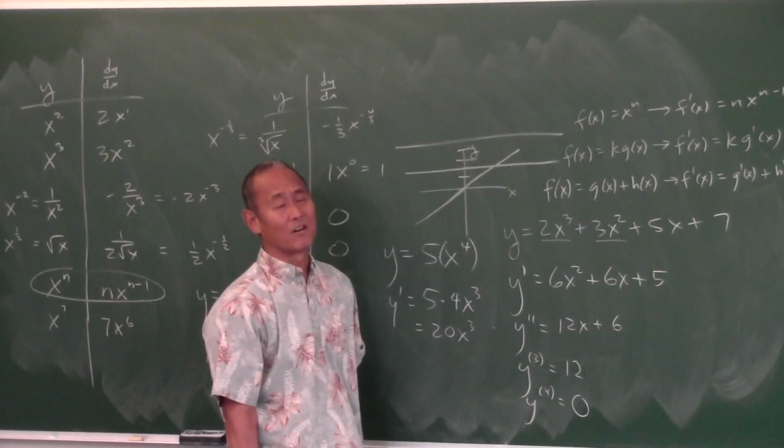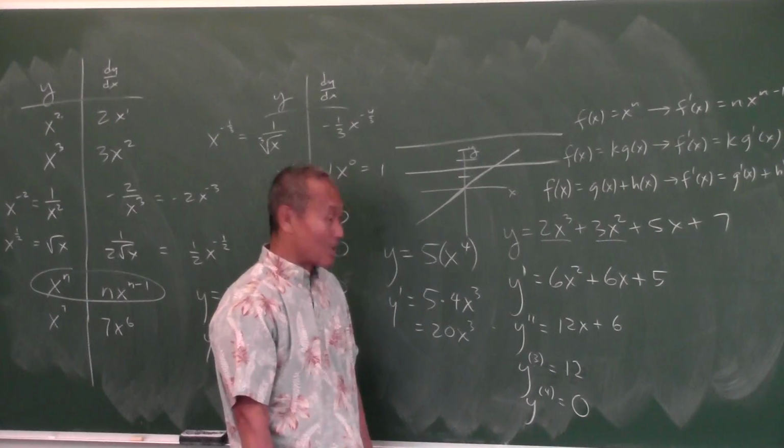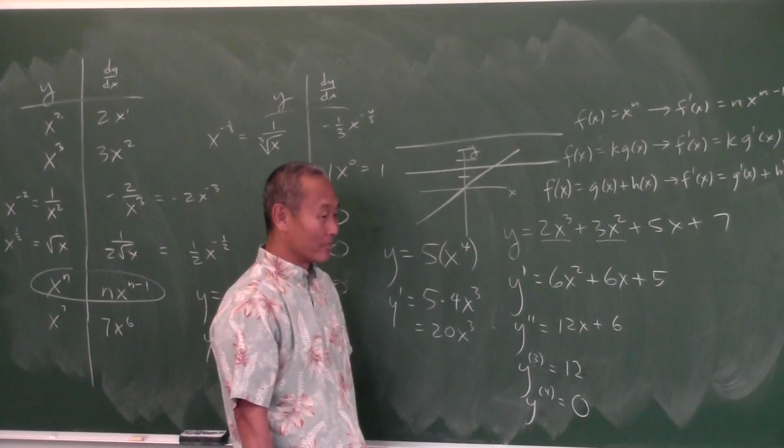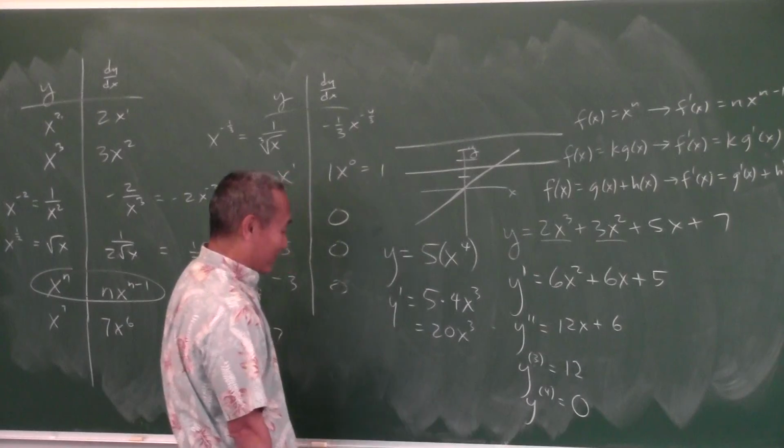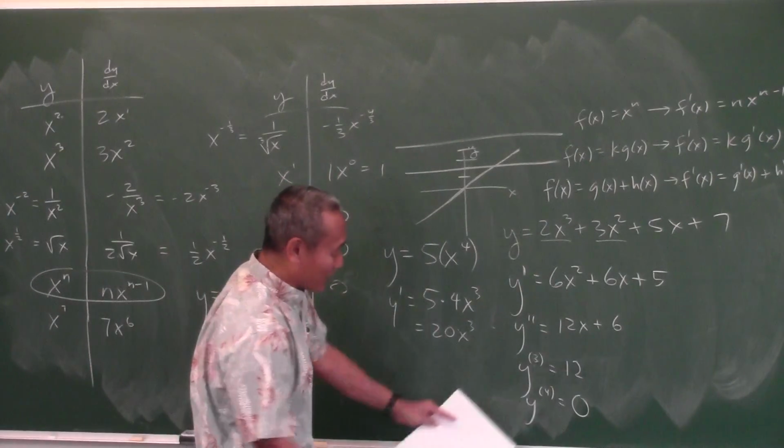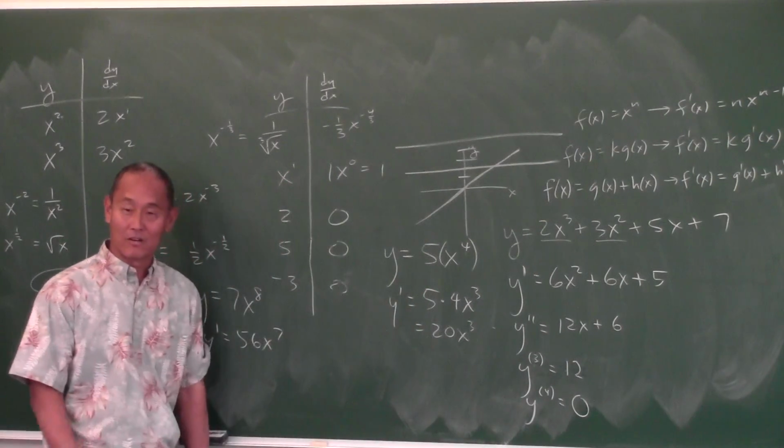What's the derivative of 0? 0 is a constant. 0. What's the ninth derivative? What's the 200th derivative? It's 0. So once you hit the fourth derivative, all the derivatives after that are 0.